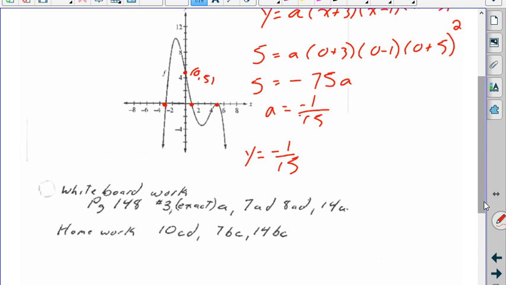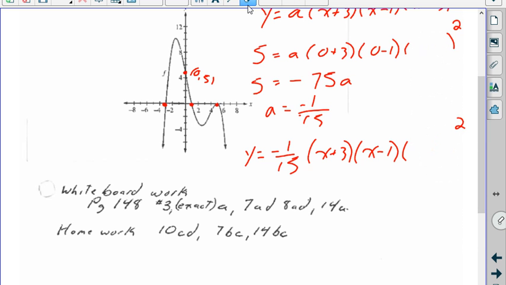Yeah, I messed up. I'm dividing by 3. So negative 1 over 15, x plus 3, x minus 1, x plus 5 squared. Messed up somewhere. It doesn't affect our answer. I put a negative sign in the wrong place, a positive sign in the wrong place.